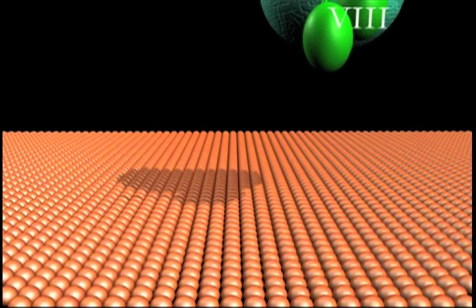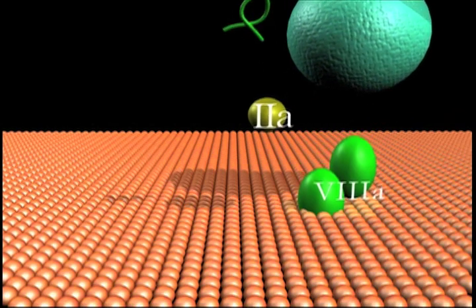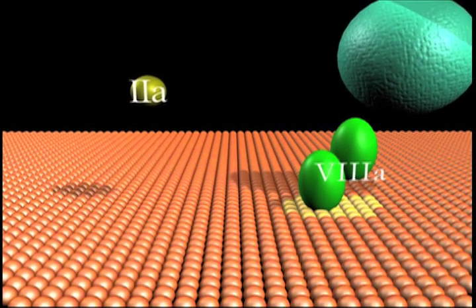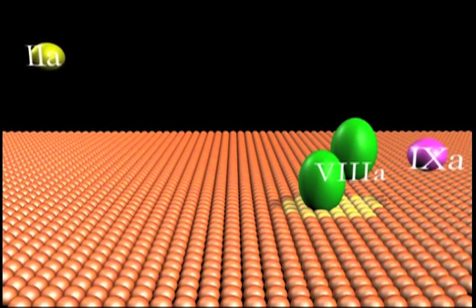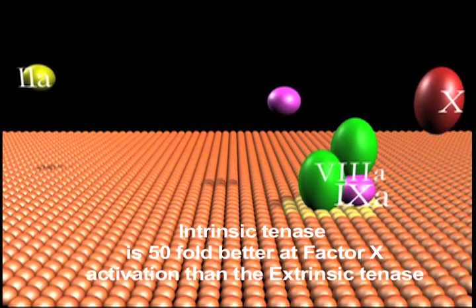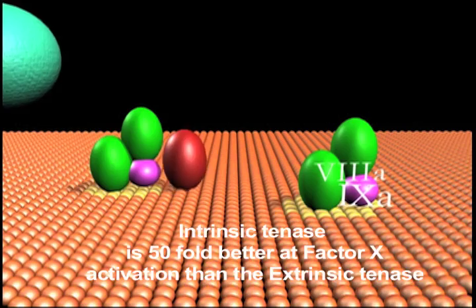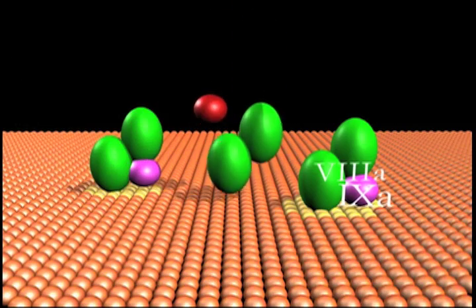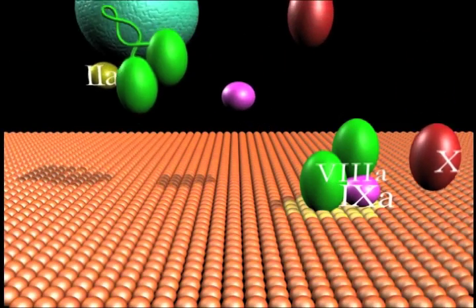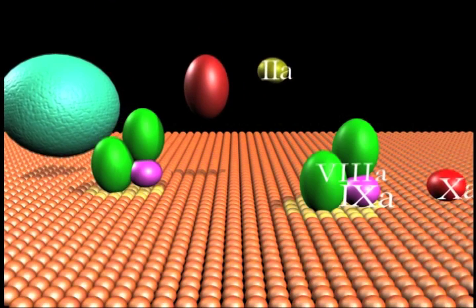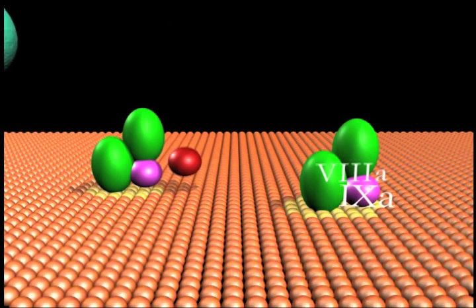It rapidly activates more factor X to factor Xa. The factor VIIIa-IXa complex is 50-fold more efficient for factor Xa activation than the tissue factor-VIIa complex, which is downregulated by TFPI, and the factor VIIIa-IXa complex assumes the major role in factor Xa generation.